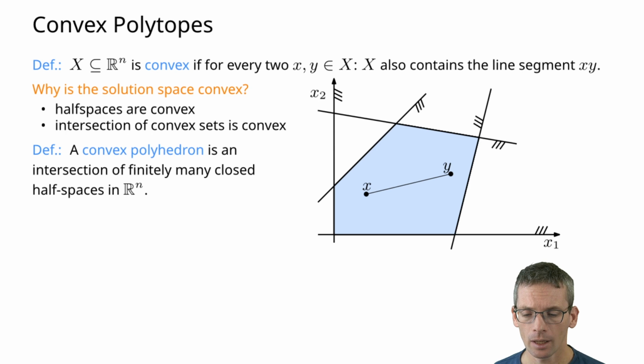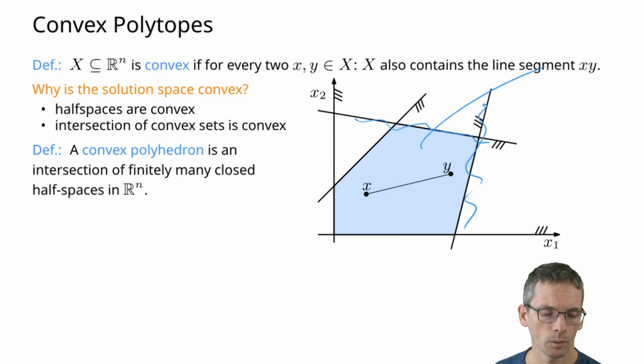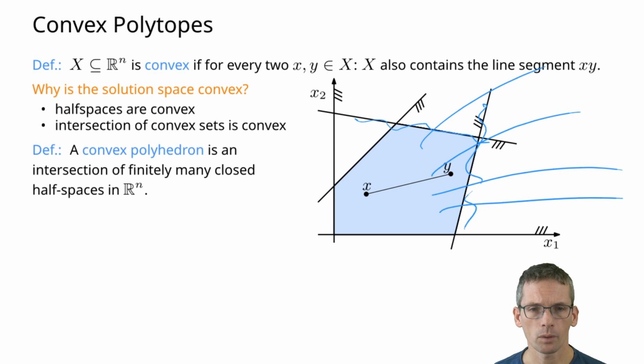I should say convex polyhedra, they do not need to be bounded. If they're bounded, we call them convex polytopes. So even if, let's say, these 2 constraints weren't there, and we would have a solution space going to infinity here, also that counts as a convex polyhedron.